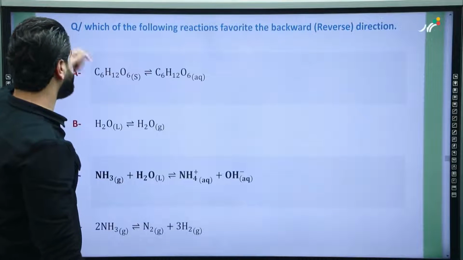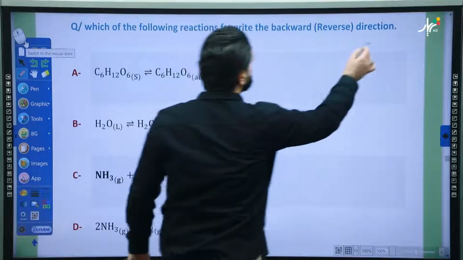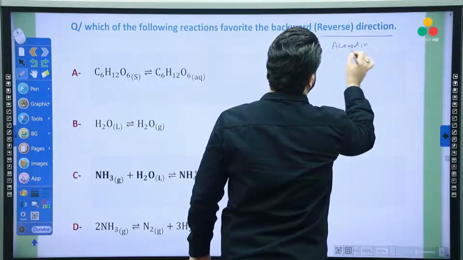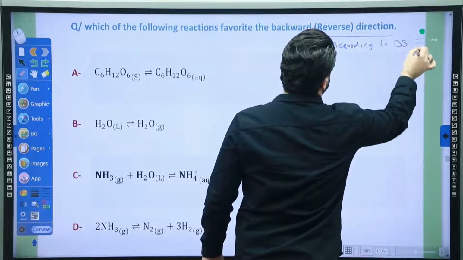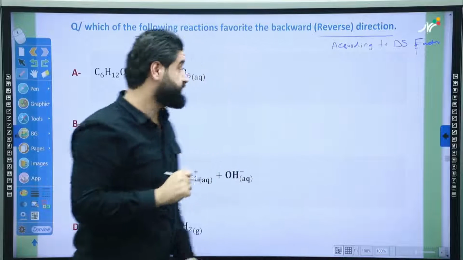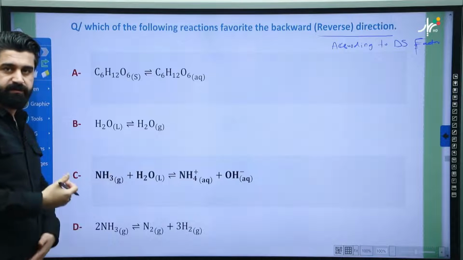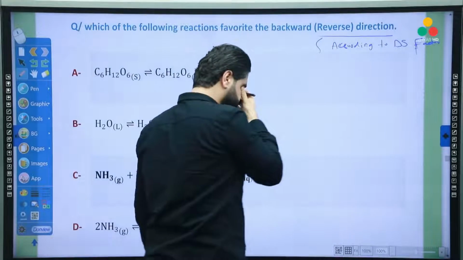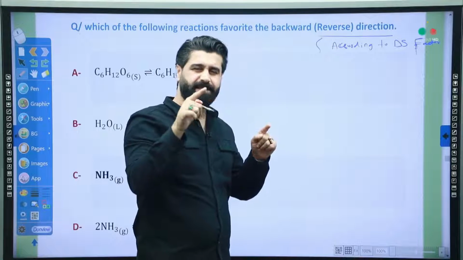Look, which of the following reactions favors the backward, reverse direction according to the delta S factor? Okay, we have 4 reactions. Which of them favors forward direction? And which of them favors reverse direction? The reaction goes in the reverse direction if it has a negative delta S.